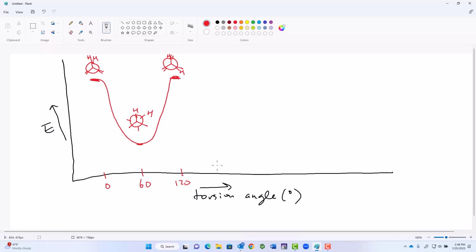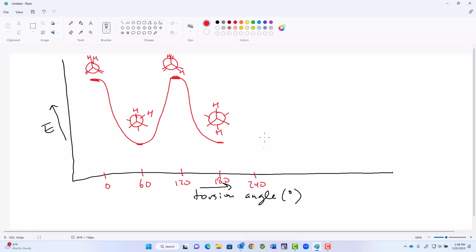We're then going to rotate another 60 degrees to 180. We're now at another staggered conformation. And again, because these are all hydrogens, there's no preference for the staggered conformations. So this is going to be the same energy level as the previous staggered conformation. And that's going to curve down. You can kind of see how this is going, but I'll just do it all the way out.